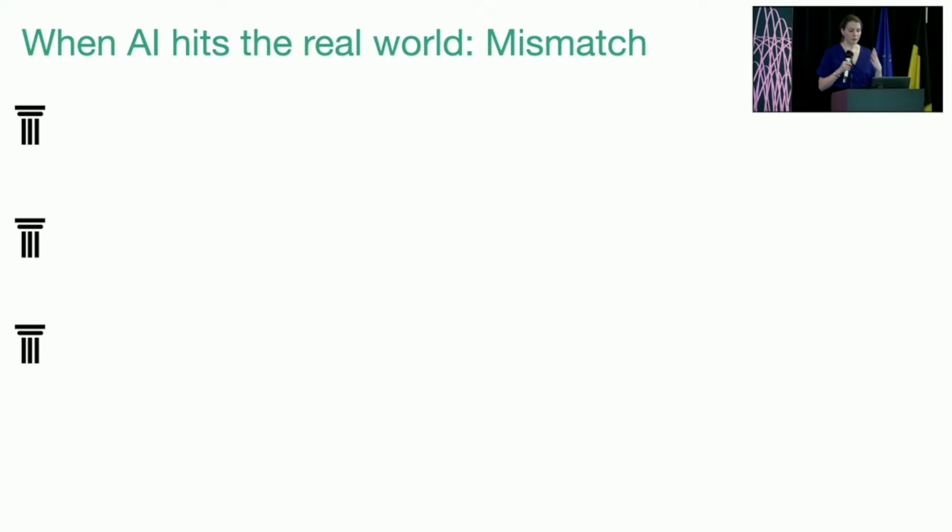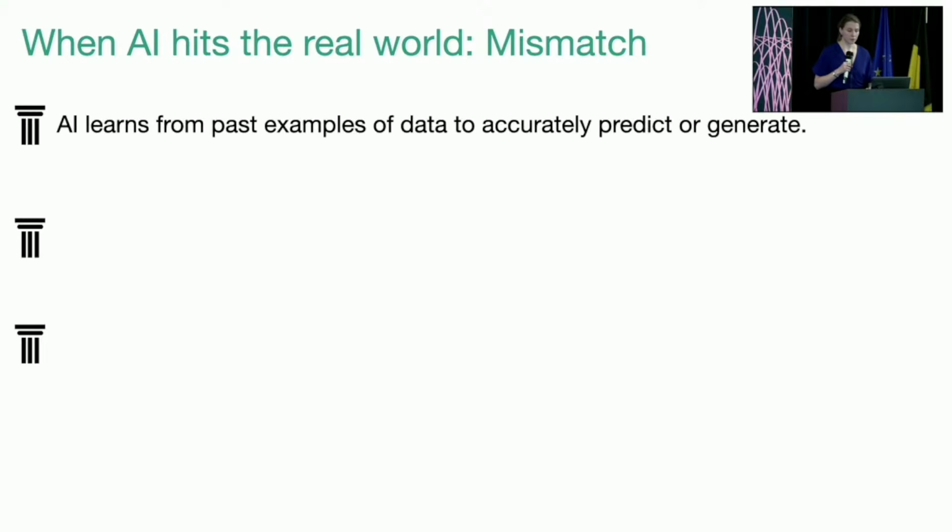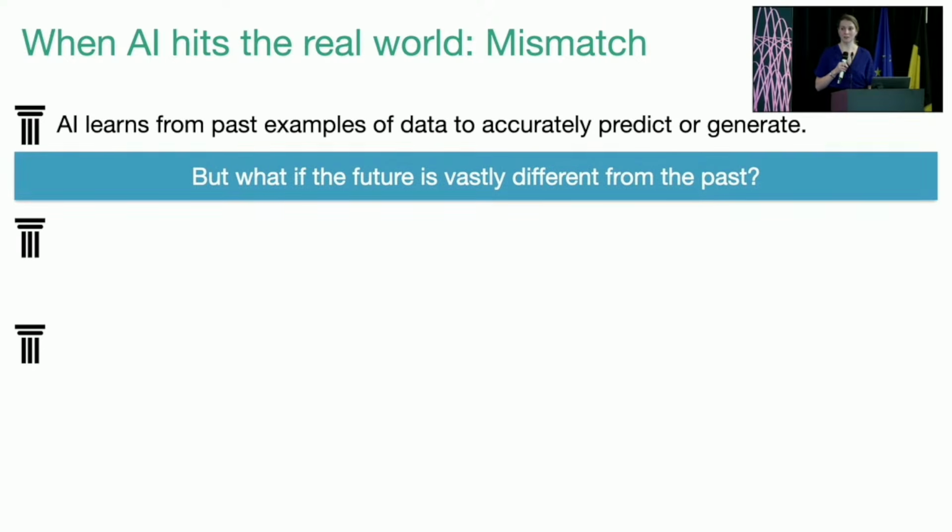So there are three underlying assumptions behind machine learning models, behind AI, behind deep learning, that don't always hold in the real world. For instance, as we already said, AI learns from the past. You show it examples of the past, and you expect it to predict the future. Obviously, the future can be vastly different from the past. And in many dynamic environments, like security, for instance, that is often the case.